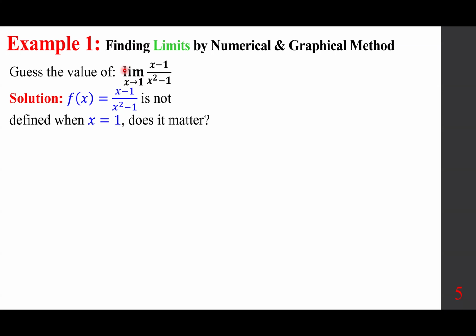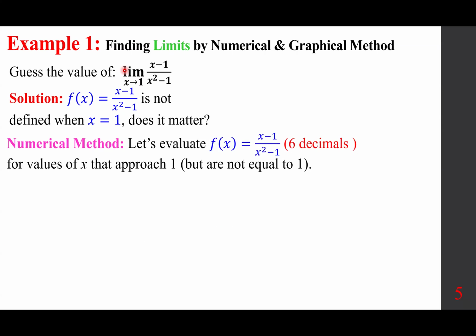So what would be the methodology? If you go with the numerical method, and don't ever use that unless the question asks you to, let's evaluate this for values of x that approach 1 but are not equal to 1. This is the key to explaining the concept of a limit to everybody. This is the key, everybody: not equal to. So what do we do? We look at tables. The tables below give values of f of x for values of x less than 1 and x larger than 1. So let's look at that.